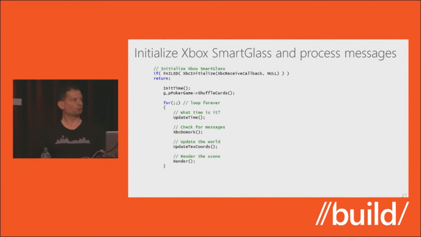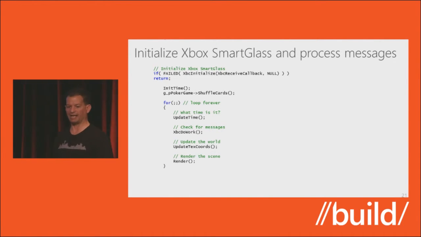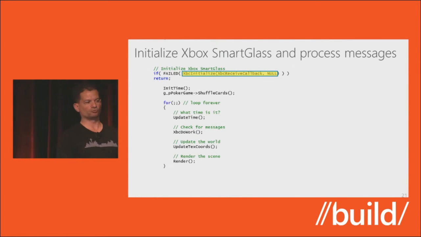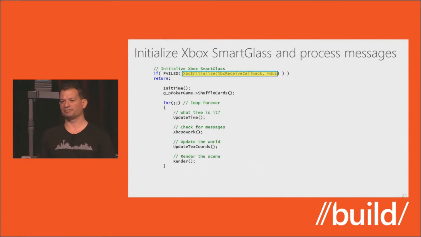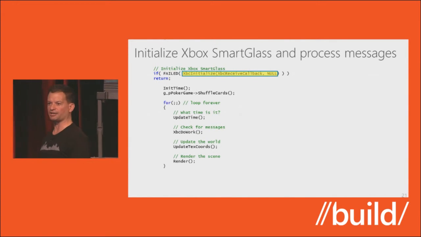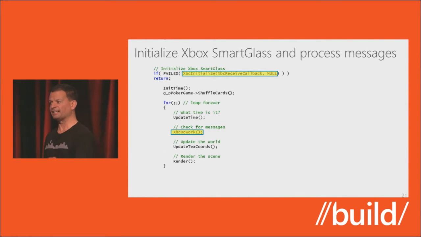OK, so we start on the console side with basically having to initialize SmartGlass. So we have this XBC initialize function that we call right when the game boots up, and we pass in a callback function. So here we've called it XBC receive callback. So any of the events that get fired from the SmartGlass device will get captured in this callback function. And then inside my game loop, which just loops forever as the title is running, I call XBC do work. And this basically says, hey, do I have any SmartGlass messages that need to be processed? And if so, go handle them appropriately.